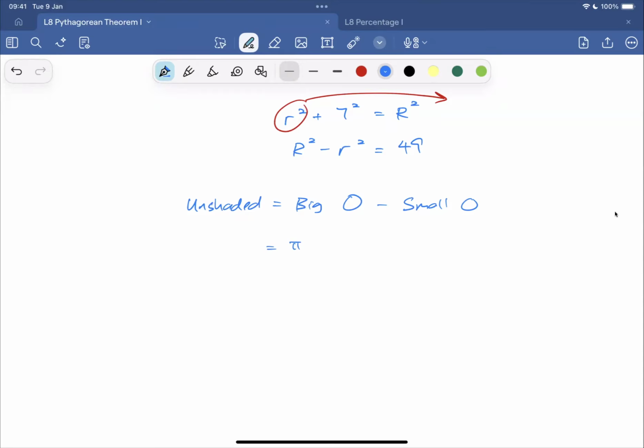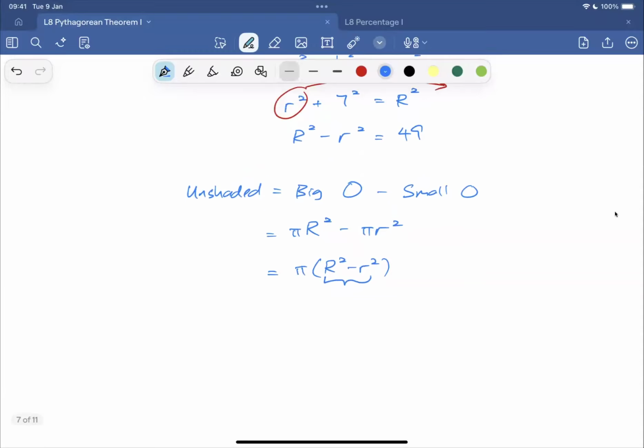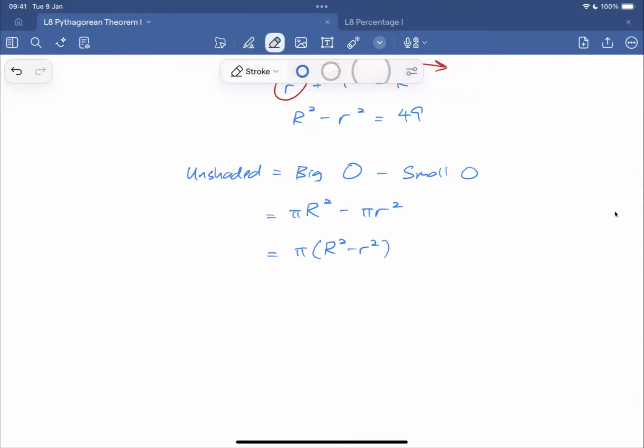Yeah, so for the big circle, we have to use the big radius. For the small circle, we are using the small radius. So then it's pi and then in brackets. Very good. Take out pi, and we are left with whatever is remaining. Do you know the value of r squared minus r squared? What is the value of r squared minus r squared?